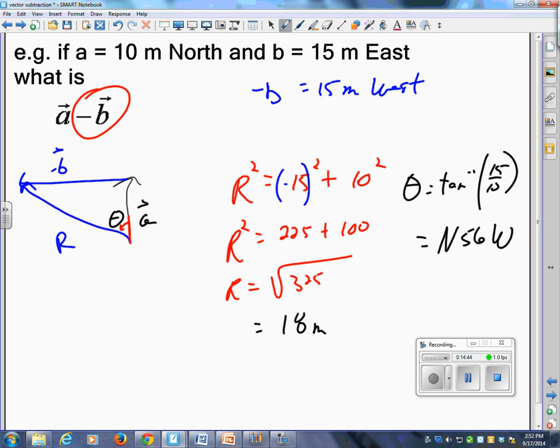Is there anything new about this compared to yesterday? One small little thing. Flip the one that has the negative sign. It's taken me 45 minutes to talk about that. Surely it's got to be harder than that. No.